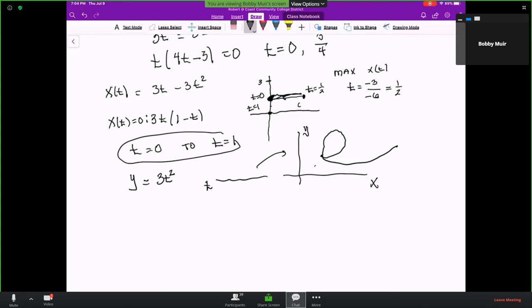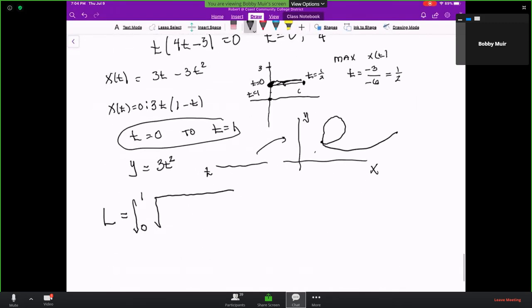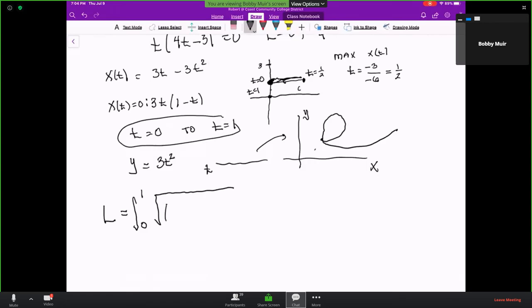So let's see if we are going to calculate the length. We think this loop goes from 0 to 1. And then what's the x? 3t minus 3t squared. So it's going to be 3 minus 6t squared plus 6t squared dt. Okay, so this is like a physics problem.